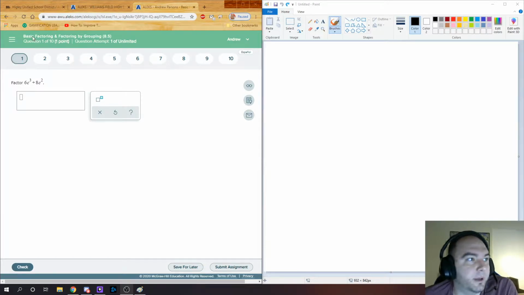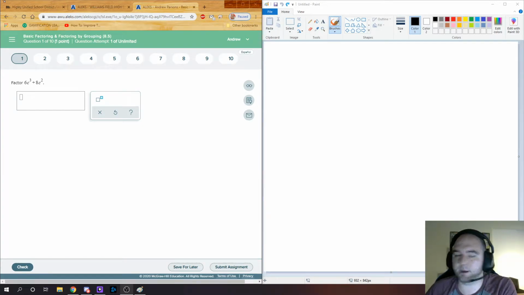This time I'm doing the homework from 8.5. It says basic factoring and factoring by grouping up here. This is related to section 8.5 in our book, where we're going to be factoring out a greatest common factor, and on some later problems we're going to be factoring by grouping. So follow along if you want while I go through a few of these here, and let's do it.